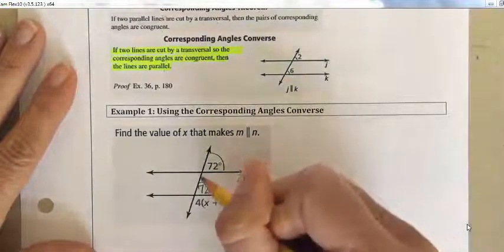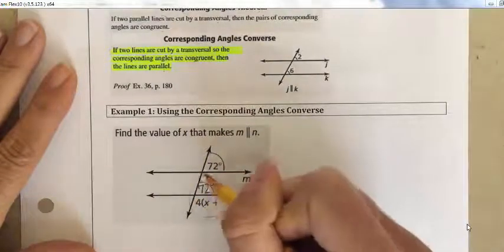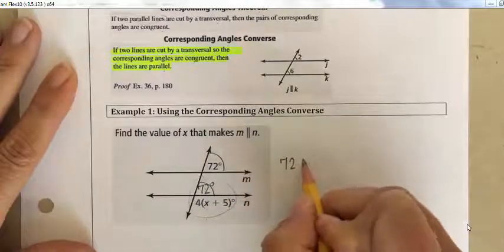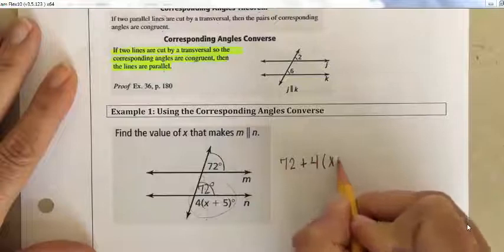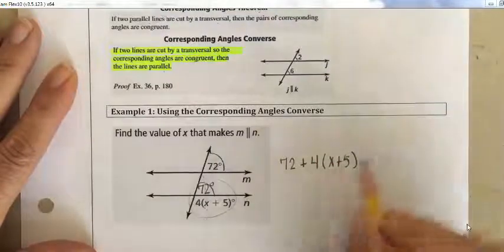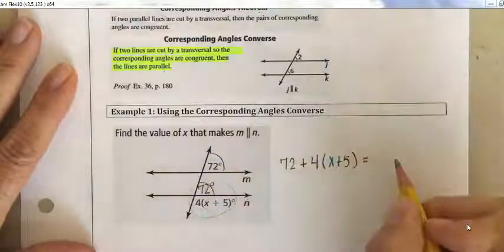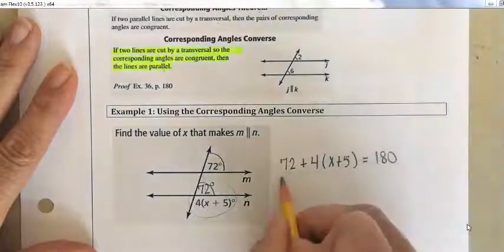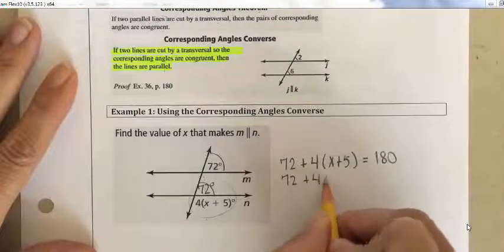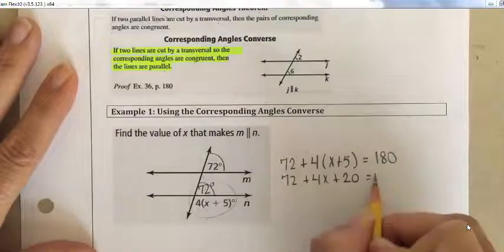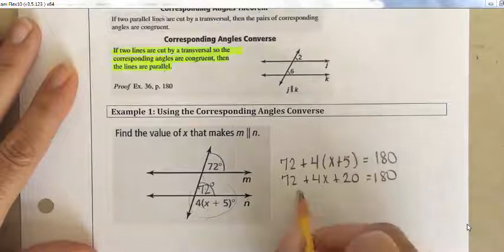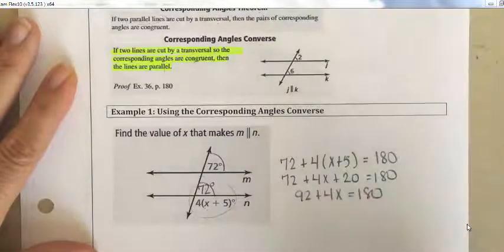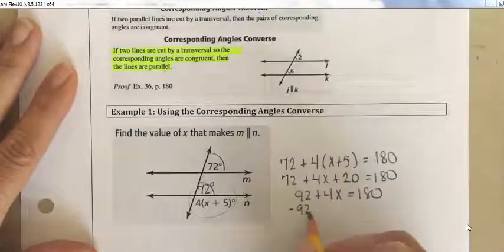And now notice, between these two angles, I have a linear pair, right? These two angles are forming a line. So then I can say that 72 plus 4 times the quantity x plus 5, those two angles together form a linear pair, so they add up to 180 degrees. Okay, so I'll go ahead and distribute. Combine like terms. Solve for x.